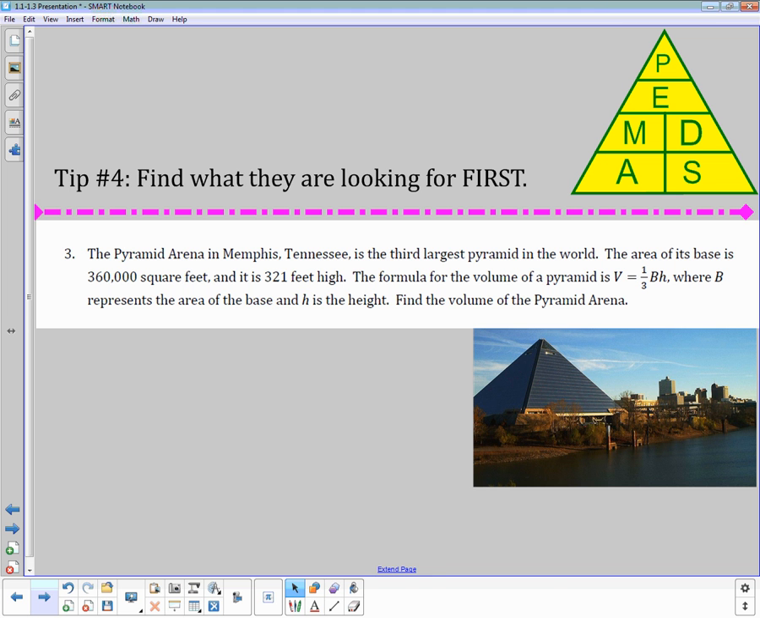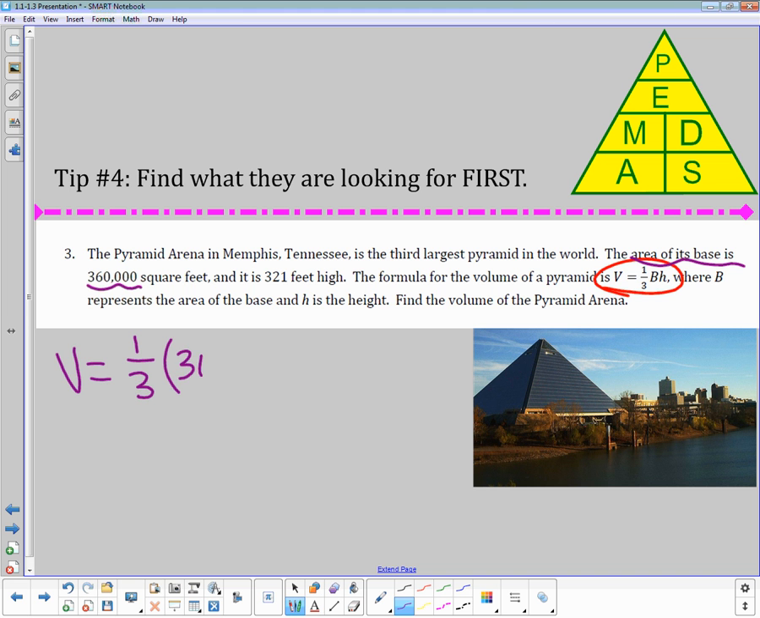So all we really need to do here is take a look at that formula. Here's my formula, and I need to plug in capital B and H. It says the area of the base is 360,000 square feet. So when I plug that in, I'm going to have volume is equal to 1/3 times 360,000. And then my H, the height, is 321.